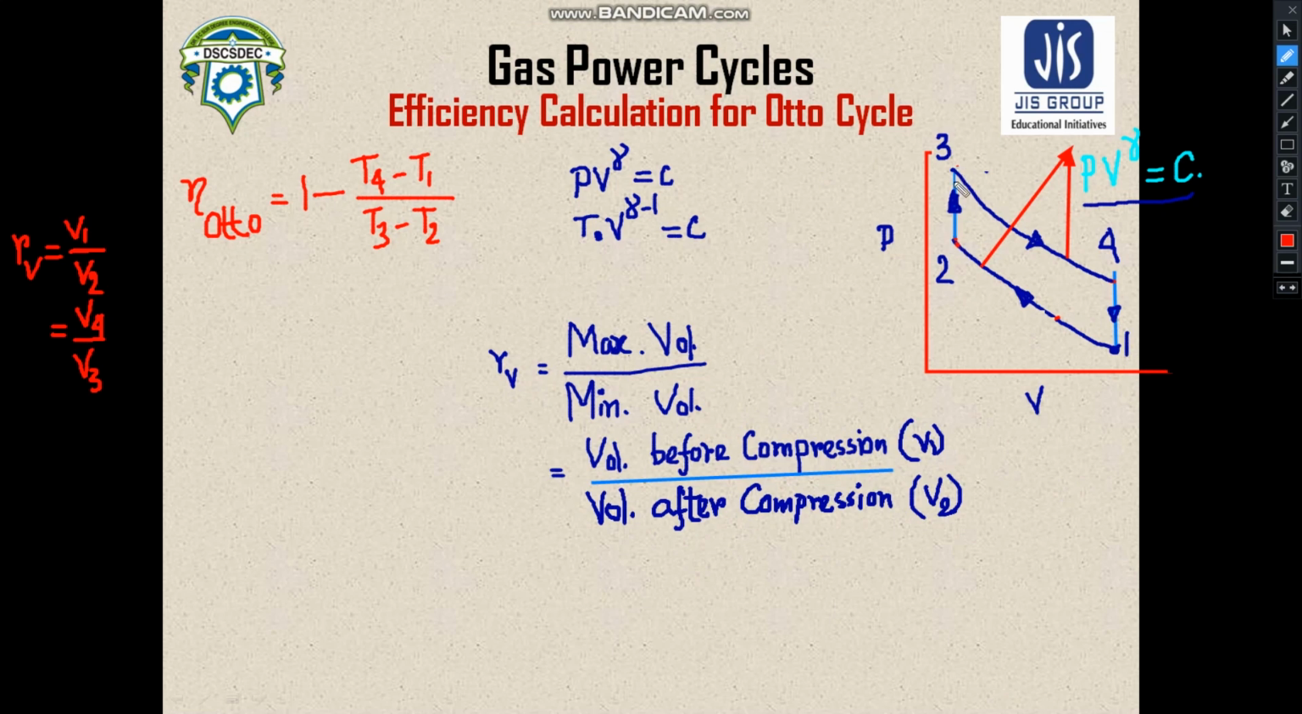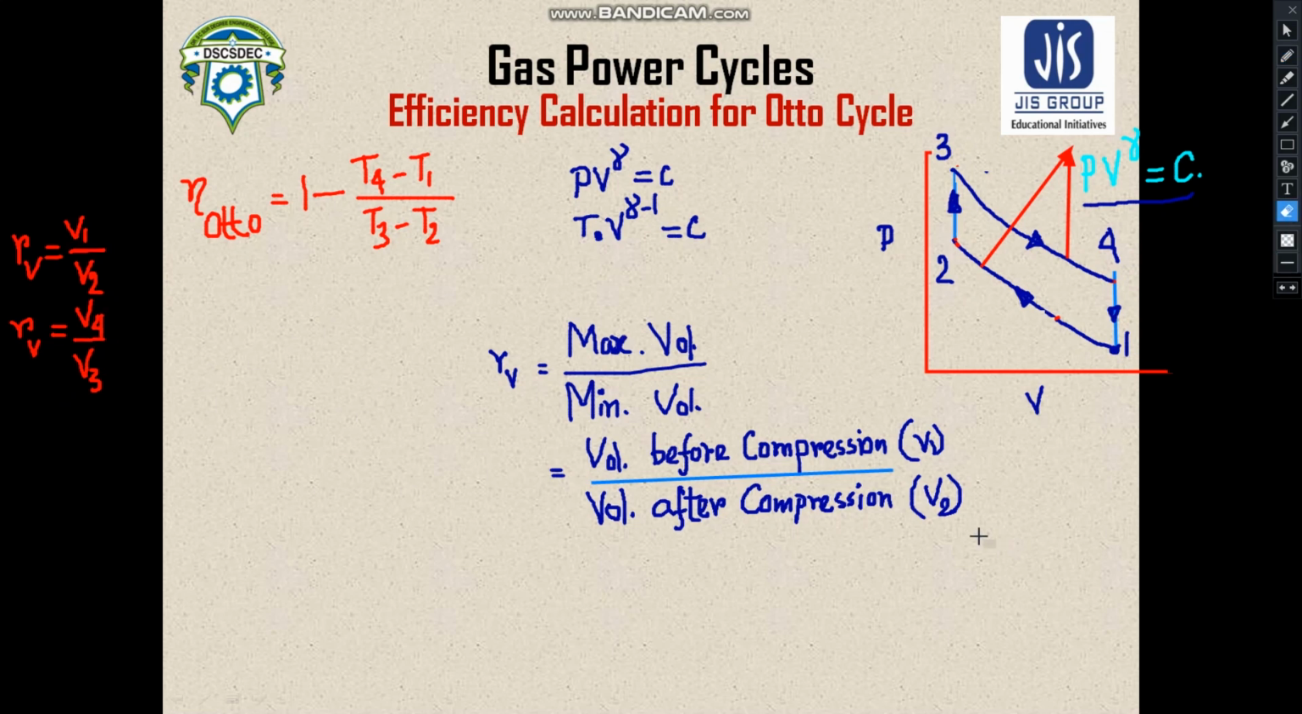Since 2 to 3 is an isochoric process, or a constant volume heat addition process, you can write V2 equal to V3. So I have replaced V2 by V3 and V1 by V4, since this is also a constant volume heat rejection process. So V1 is equal to V4. So that has been written over here. So this compression ratio can be defined as V1 by V2, or you can write V4 by V3.